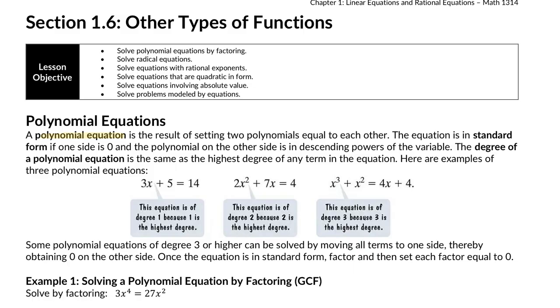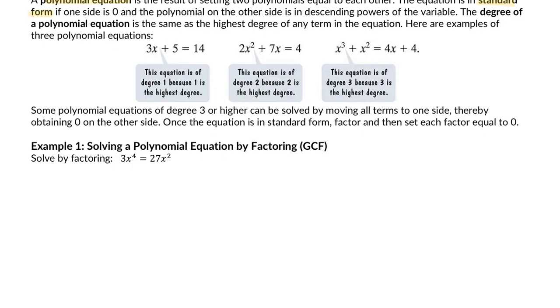other constant number. An equation is considered to be in standard form if one side is 0 of the polynomial and the other is in decreasing powers of the variable. So starting with the largest exponent and getting smaller as you go. The degree of the polynomial equation is the same as the highest degree of any term in the equation. So you have a degree and a leading coefficient.